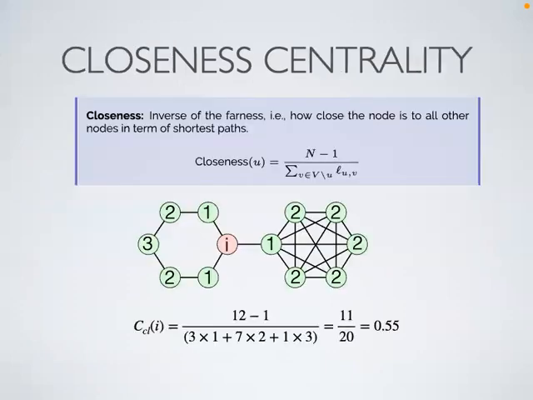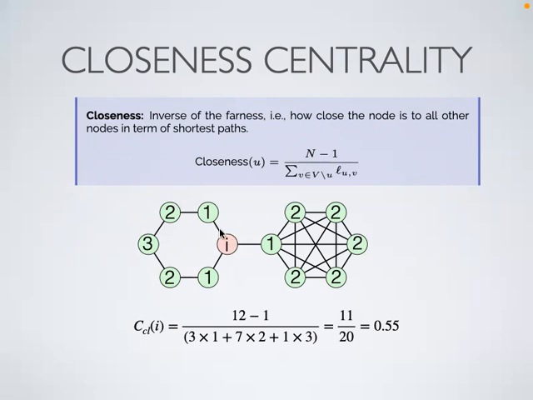And then you define the closeness as the inverse of the farness. This is so that we keep the same order as for the degree centrality, for instance, where the higher the value, the more important is the node. So we define the closeness in this way, and the node with the highest closeness will be the most important in the network in some sense.